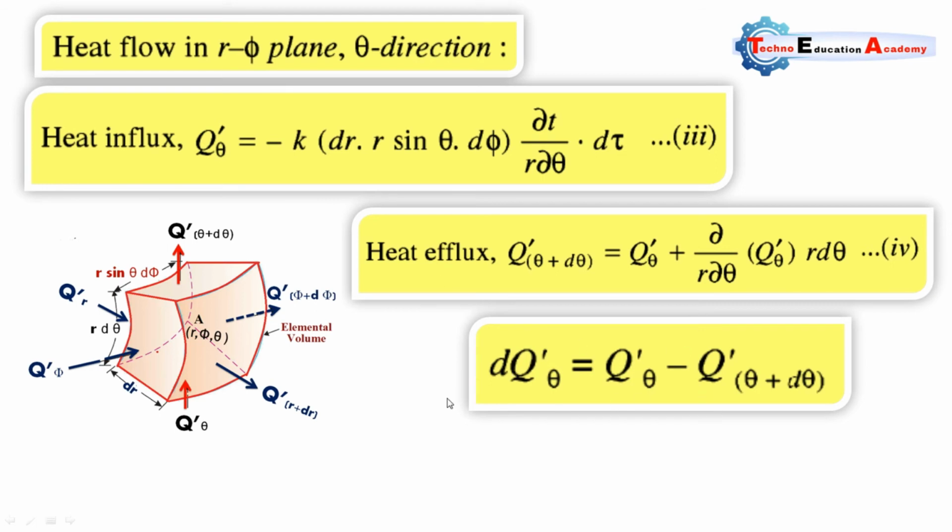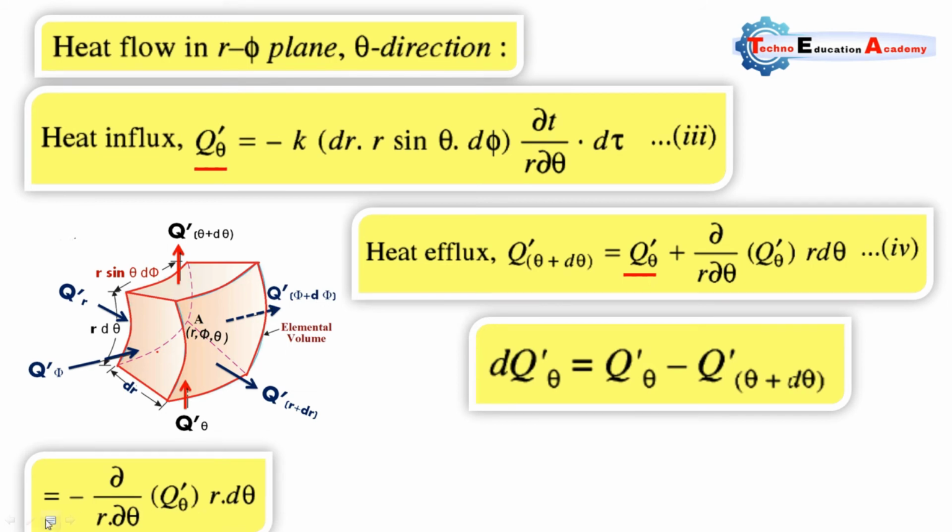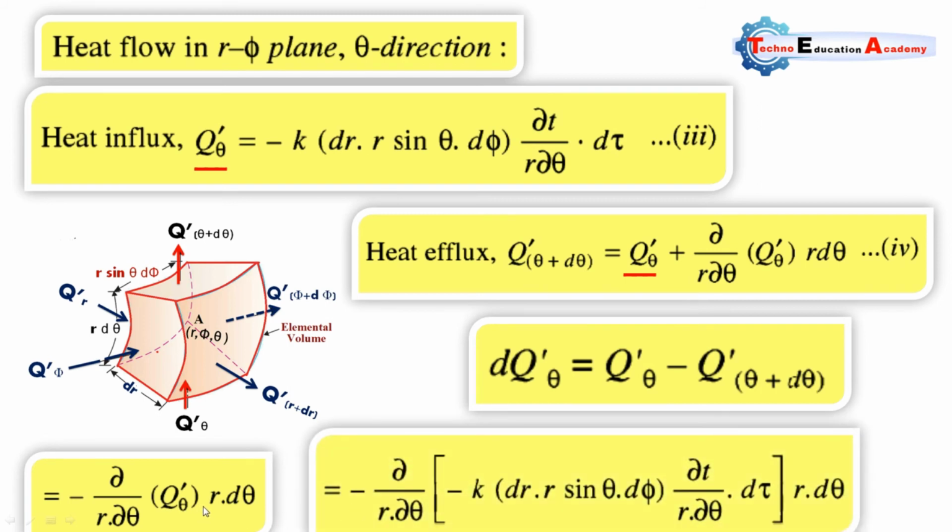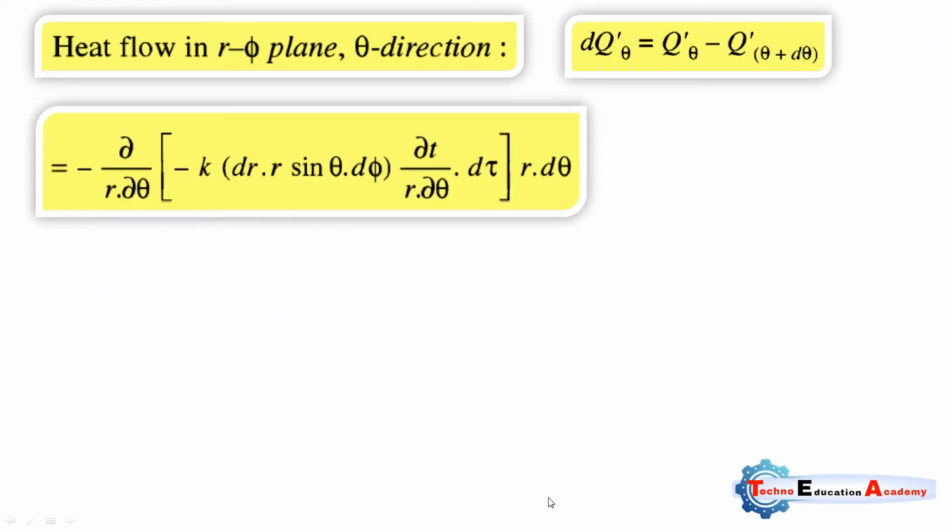we continue from previous slide, and the common term is q' theta. So the remaining term is the heat accumulated in the r phi plane or theta direction equal to minus del by r del theta into q' theta into r d theta. Here the negative sign is due to the subtraction of the value. Further, we will put the value of q' theta from equation 3. From equation 3, we put the value of q' theta in this equation. So here you can see that this is a negative sign. This is already a negative sign there. So minus minus plus.